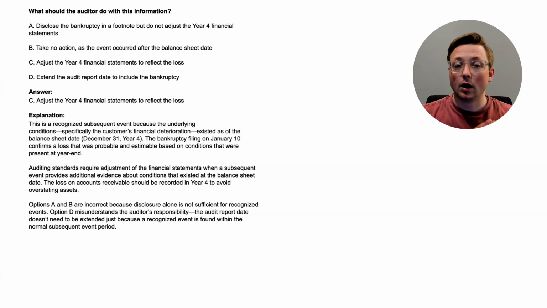Recognized subsequent events are events where the auditor learns about something that existed as of the balance sheet date, and so they need to adjust or change something about the financial statements because they got new information. So it happened after the balance sheet date that they learned the information, but the information pertains to things that happened before the balance sheet date. I hope that makes sense. That's a recognized subsequent event. Now let's go to the next question.